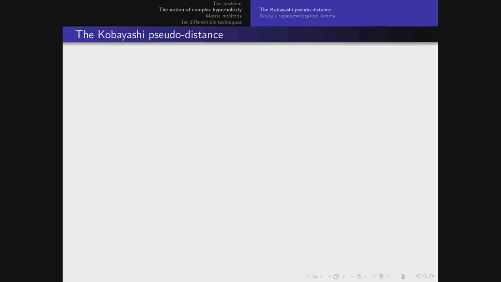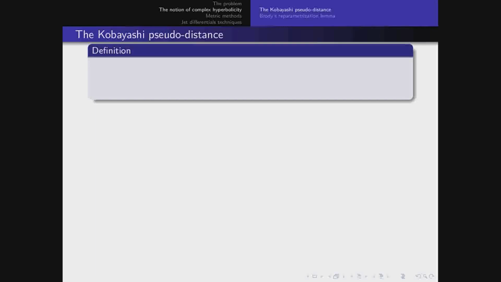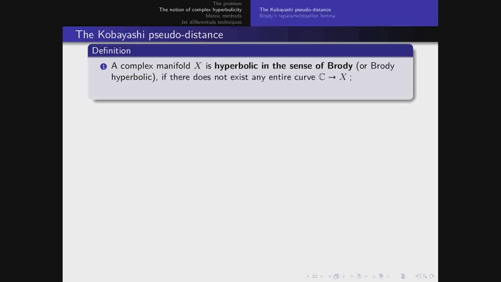Okay, so let me start by giving you precisely a definition of complex hyperbolicity. So there are different notions that we can give. One of the most basic of them is the notion of Brody hyperbolicity. So we say that a complex manifold is hyperbolic in the sense of Brody, or Brody hyperbolic, if there is no entire curve on X, so no non-constant holomorphic map from C to X.